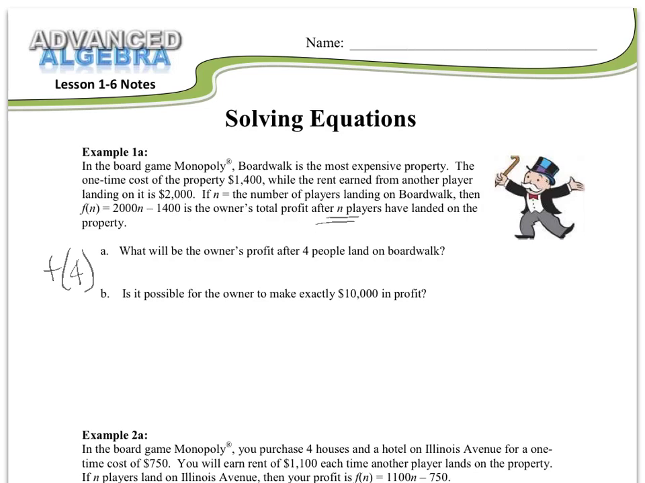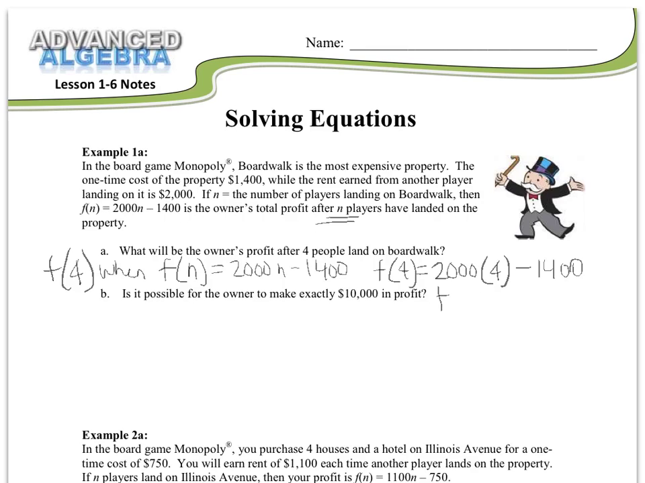So we're going to solve equations plugging in numbers. And we know when f of n equals 2,000 n minus 1,400, that's the owner's profit. That's the formula for it. So we're going to say f of 4 equals 2,000. We're going to plug 4 in for n, minus 1,400.